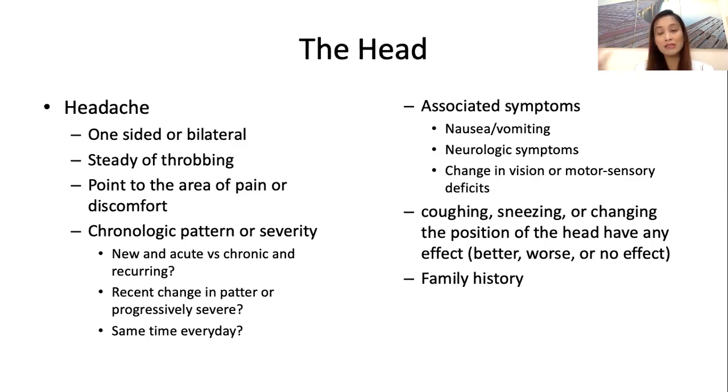You can also ask patients if the headache is more severe when coughing, sneezing, or changing the position of the head. So sometimes it can point to, let's say, a sinusitis. You can also palpate here to see if there's tenderness. So that could point to sinusitis also. You can also ask about family history, especially if the patient has family history of, let's say, brain cancer or any cancer. That can be a red flag to have further investigation.